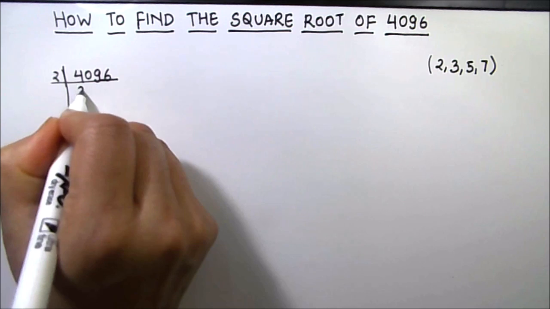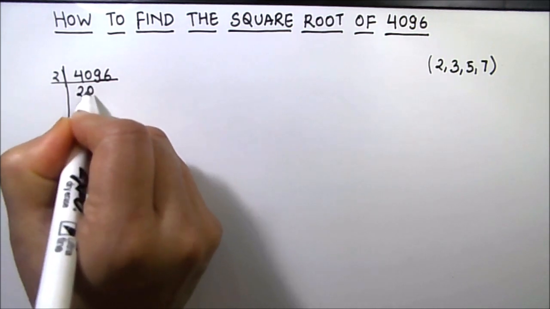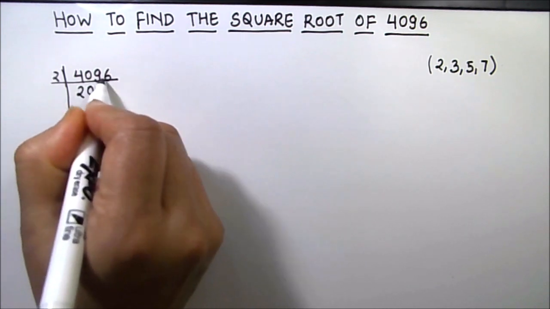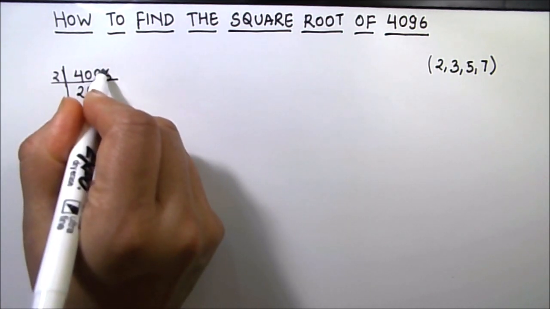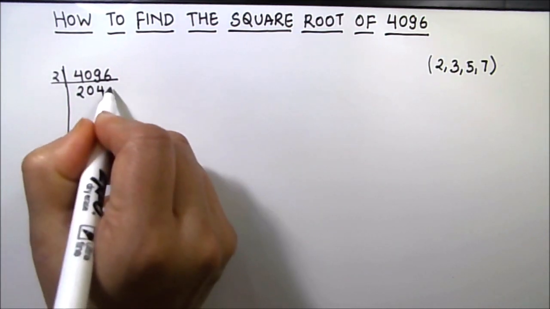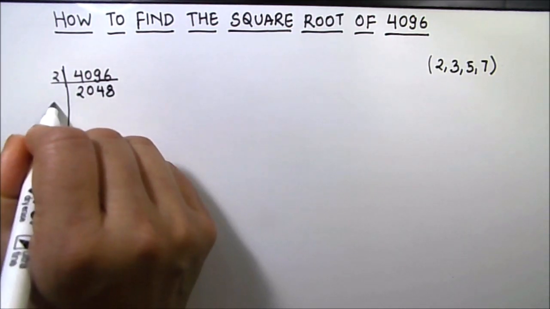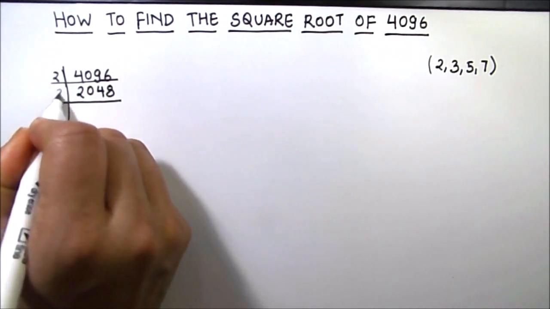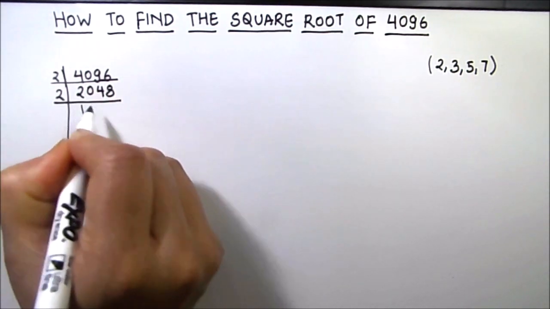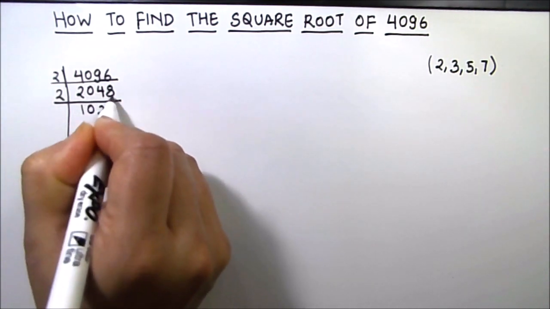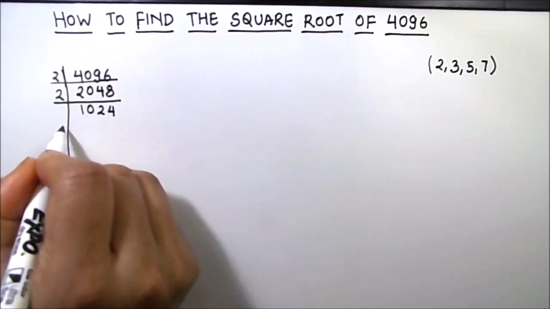So 2 times 2 is 4, 2 times 0 is 0, 2 times 4 is 8, and 1 will be carried over to the next number here. So this becomes 16. So 2 times 8 is 16. Now this is again an even number, so we can use 2 to divide this number. So 2 times 1 is 2, 2 times 0 is 0, 2 times 2 is 4, and 2 times 4 is 8.